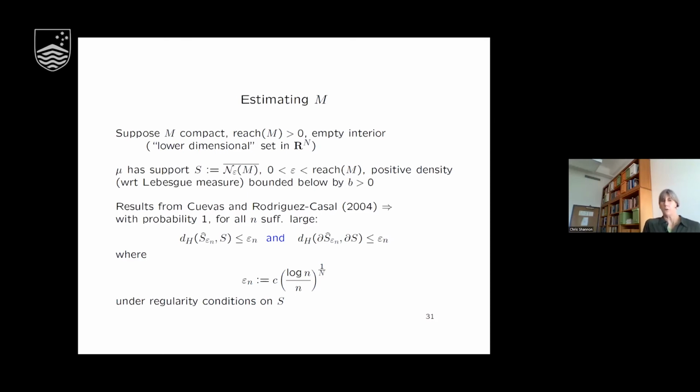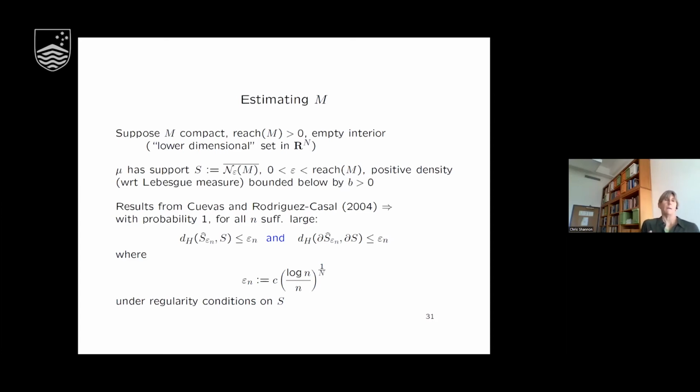Okay, so why is that useful? That's useful because the property that the reach being positive tells us about the set M is that it is sufficiently stable in some sense with respect to sufficiently small perturbations. So what that will mean is that the set and this epsilon neighborhood around the set, in some sense, behave very similarly when epsilon is small enough, in particular when epsilon is smaller than the reach of the set.